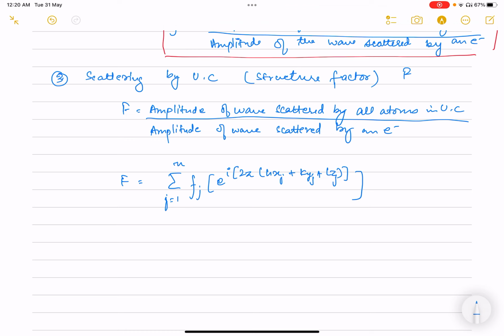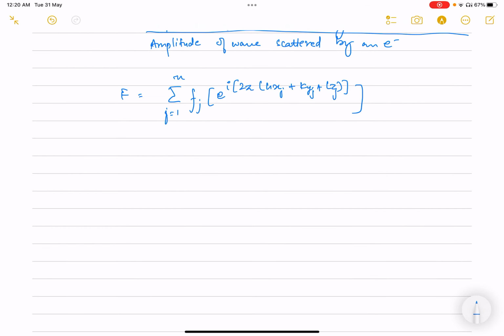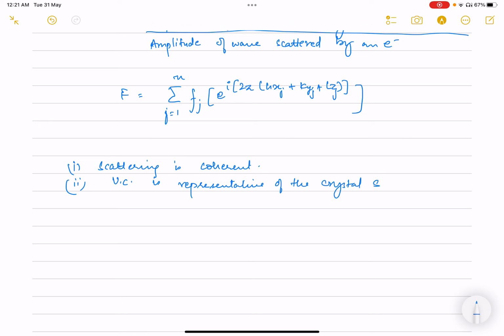So, for scattering by a unit cell, certain assumptions are considered: the scattering is coherent; next, unit cell is representative of the crystal structure; third, scattered waves from various atoms in the unit cell interfere, or rather constructively interfere, to create the diffraction pattern.